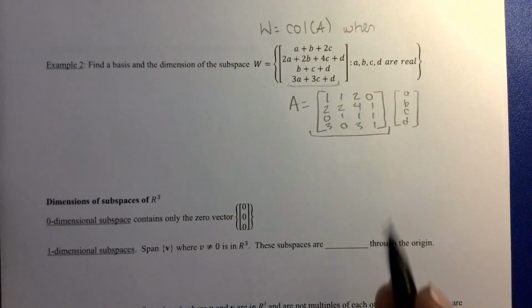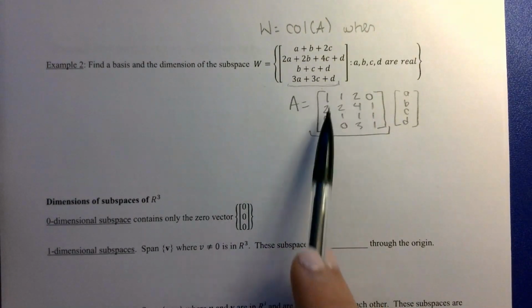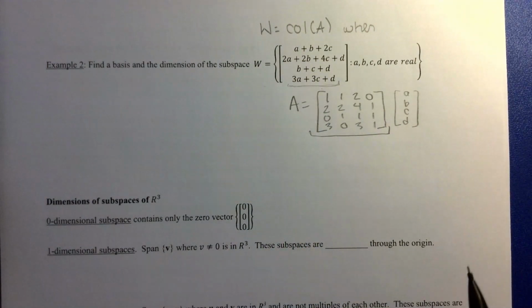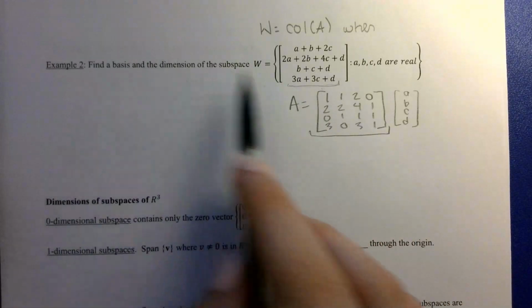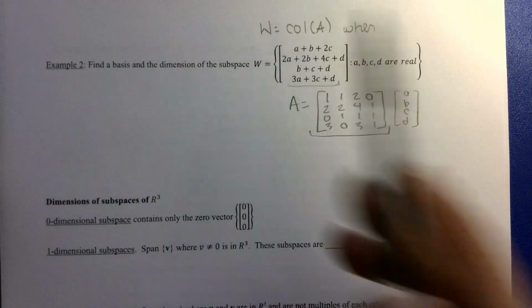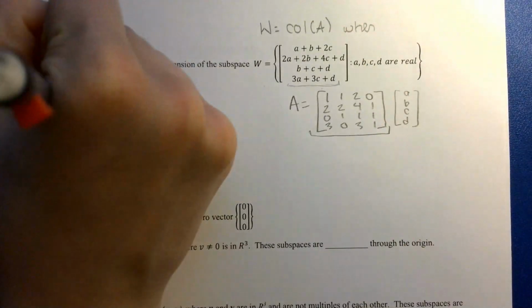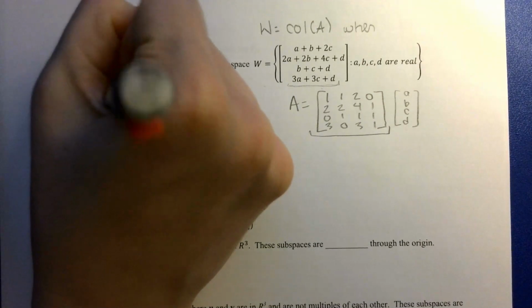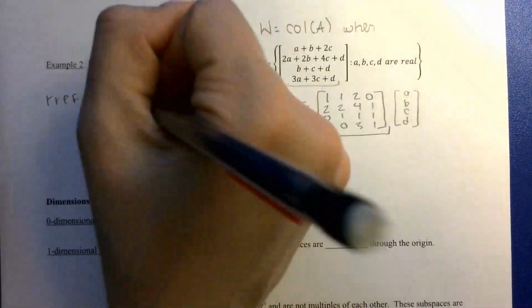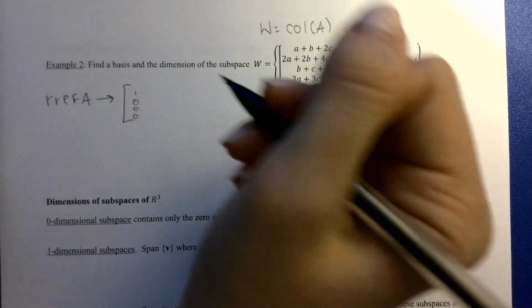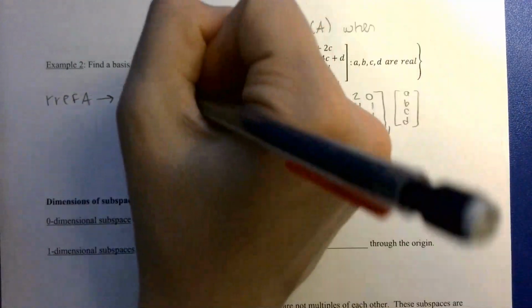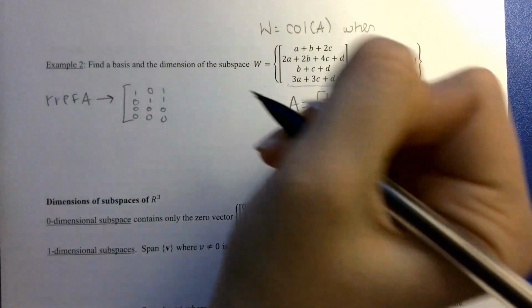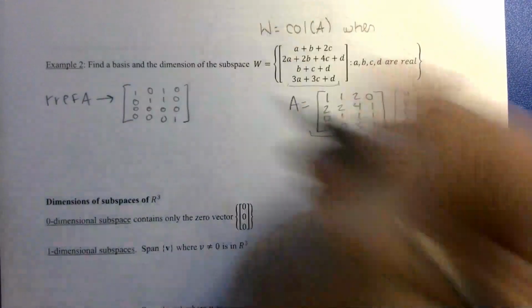Okay, so really, W is the column space, all linear combinations of these vectors. So we want to know, are these columns linearly independent? Because we're looking for a basis for this subspace. We're basically looking for a basis for this column space. So when I row reduce A, and to save us some time, I did it in my calculator, I get the matrix 1, 0, 0, 0. So I know that column 1 is linearly independent. Column 2 is linearly independent. Column 3 is not. Column 4 is linearly independent.